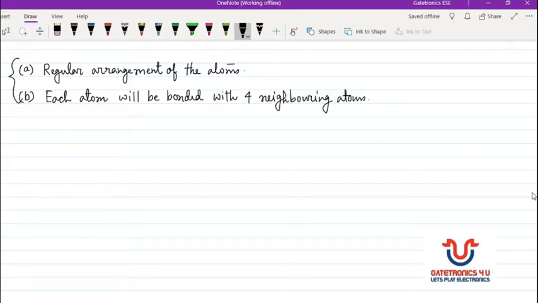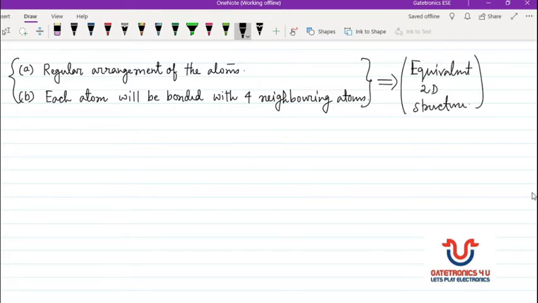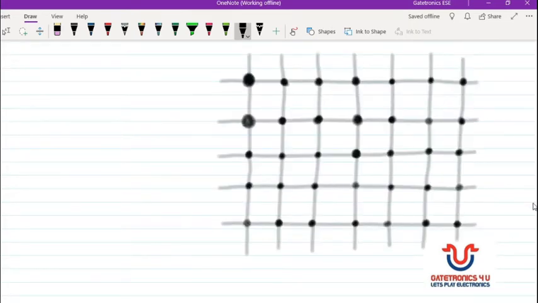With these two aspects, we can draw an equivalent 2D structure. Using these two aspects, if we draw the equivalent 2D structure, it will look like this. This is the 2D structure that we can draw using those two important aspects that we have got from the 3D structure. Here you can see these are the silicon atoms, and these are the bonds.